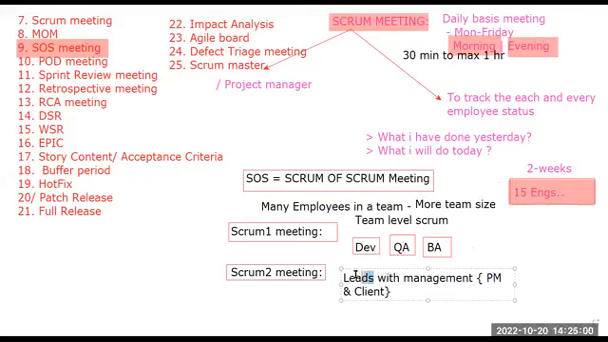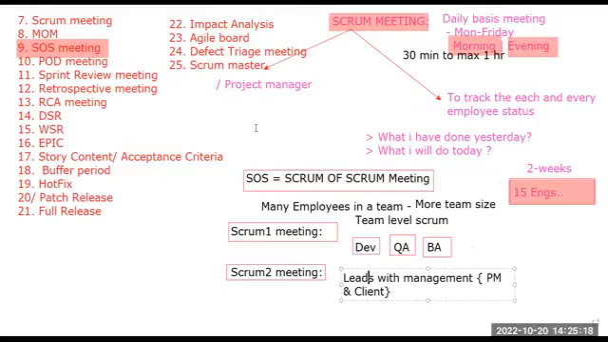Similar here, QA leads can share the entire QA team status in this Scrum 2 meeting. Similarly, BFX can also share their status. Getting my point, everyone? So that is the second Scrum meeting. It's nothing but the Scrum of Scrum meeting, Scrum 1 and Scrum 2.